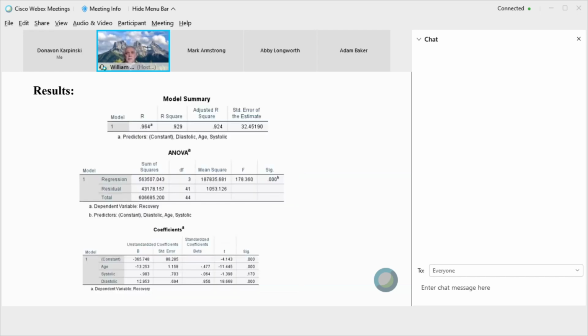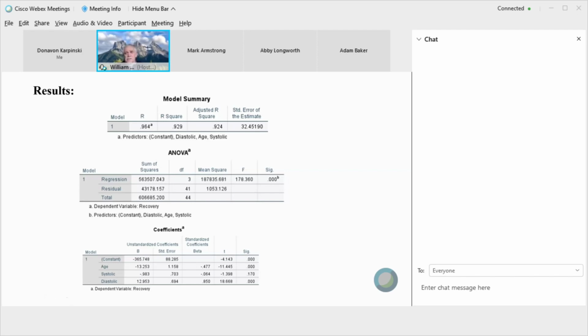First table is the model summary. It's giving you R squared, adjusted. R squared is the proportion of variance in the dependent variable, recovery time, that's explained by diastolic blood pressure, age, and systolic blood pressure. 92.9% of the variability, the variance in recovery time, is explained by those 3 factors. The standard error is just the estimate of sigma. It is the square root of the mean square residual in the ANOVA table.